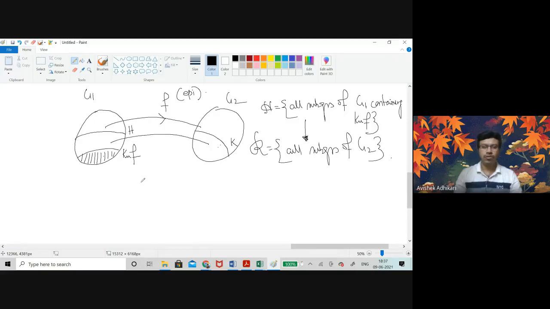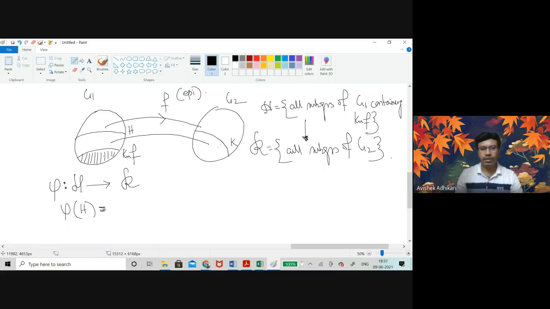Okay, so how to define it then? You need to define a phi, a mapping from script H to script K. How do you define it? I need to show that this is a bijective mapping. So phi of one element, say H, where H is a subgroup which contains kernel F. How do I define this?